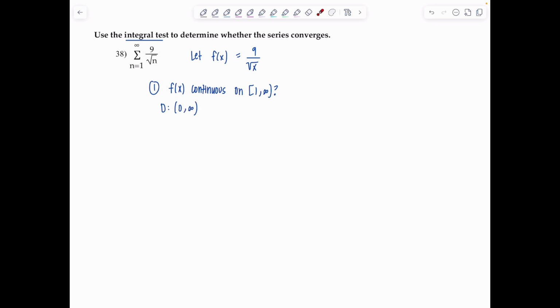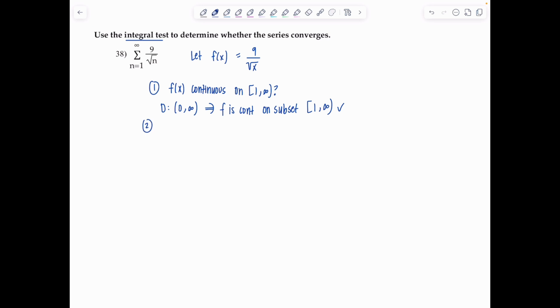And since f is a combination of a rational function and a radical function, we have a theorem in Calc 1 that tells us it's continuous on its domain. So its domain is from 0 to infinity. I'm interested in continuity on 1 to infinity. This is a subset of 0 to infinity. So we're good. Of course f is going to be continuous on the subset from 1 to infinity. Done.